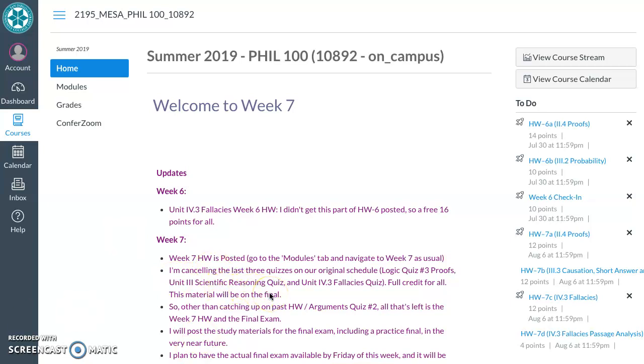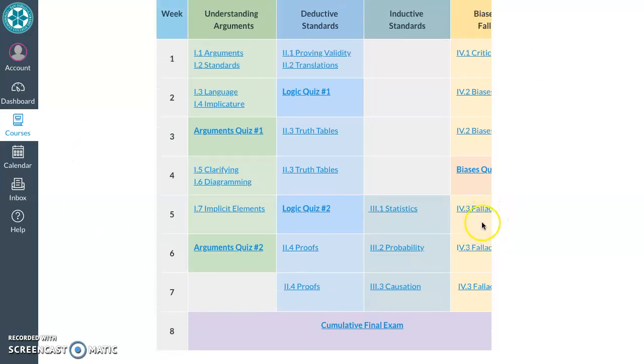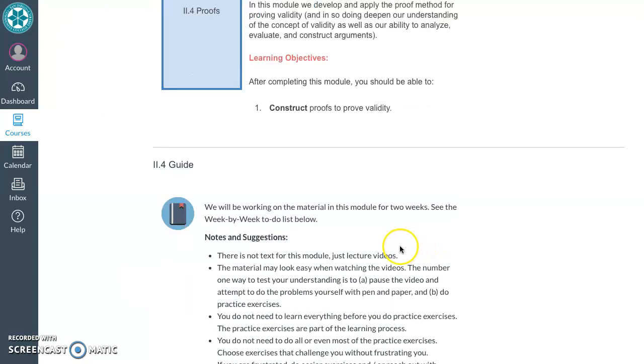One way to get to the learning materials is to scroll down to the bottom of the home page and go to this little bit where I've got links to all of the course materials. We are looking at proofs for week 6 and 7. If you click on this link, it brings you to the learning materials for the proofs material.